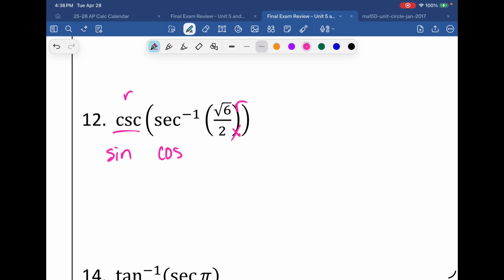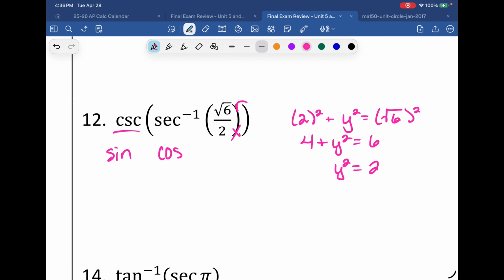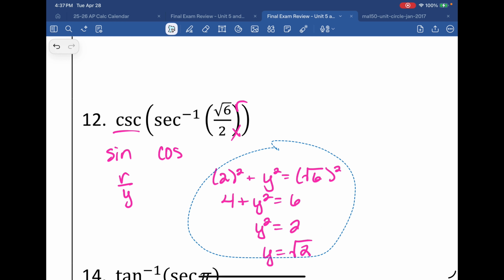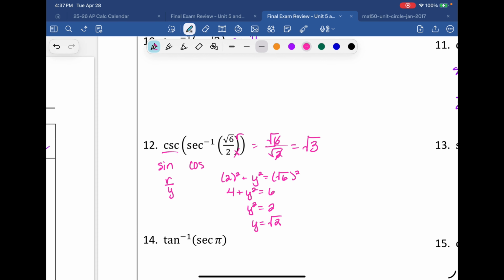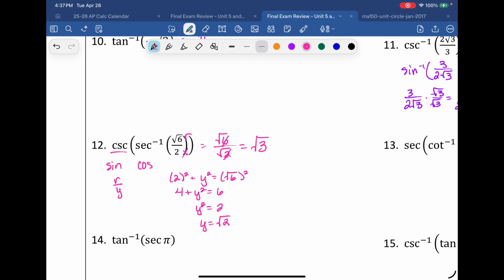Okay, so we're going to find the y. So x squared plus y squared equals radius squared. Y squared equals 2, so y equals the square root of 2. All right, well, remember cosecant is radius over y. I've got the radius, which was root 6. I've got the y now, which is root 2. And that does simplify. 2 goes into 6 3 times. Okay, let's go here. That's lovely.